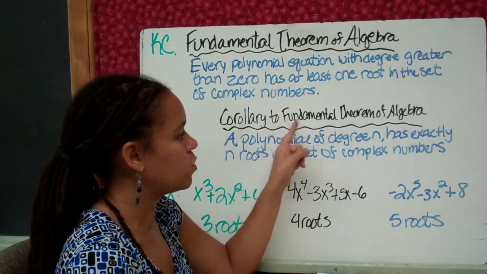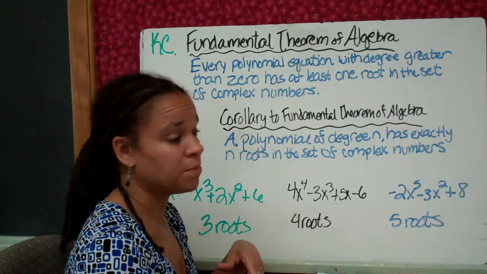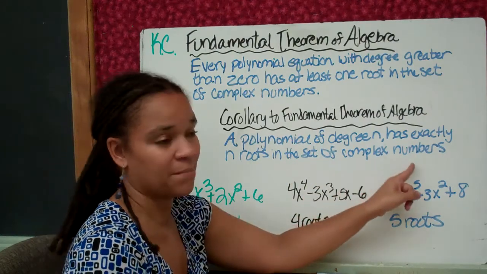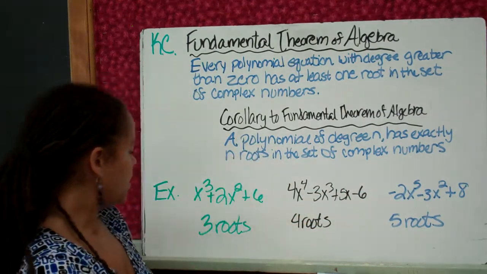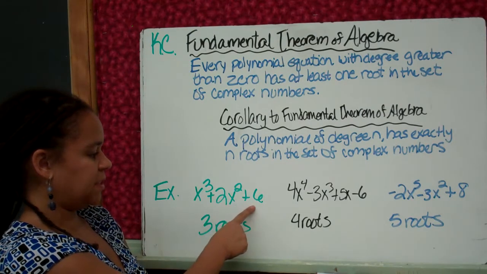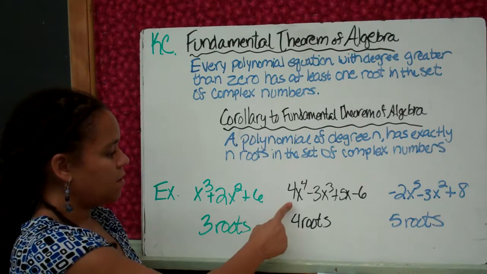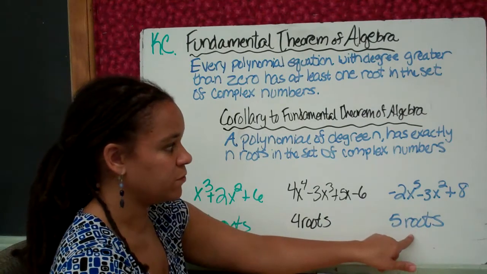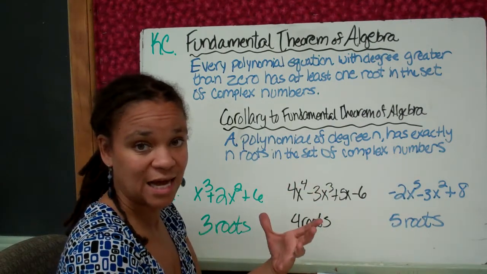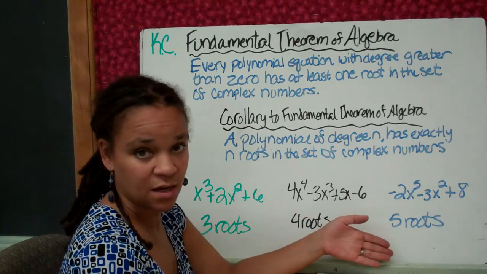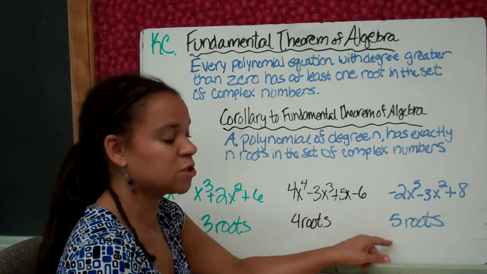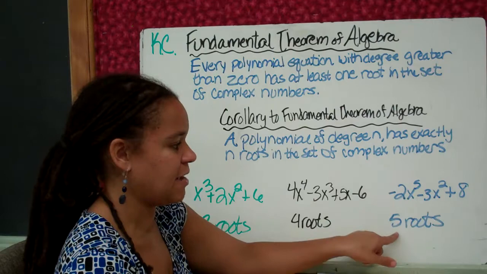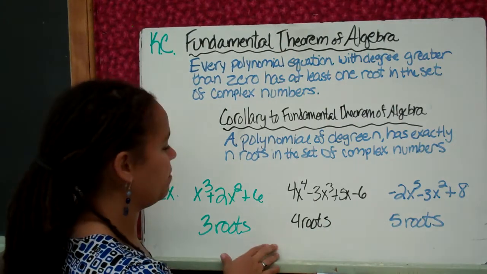What we really use a lot is the corollary to the fundamental theorem of algebra, which states that a polynomial of degree n has exactly n roots in the set of complex numbers, which is what I talked about looking at the 4. So for example, x cubed plus 2x squared plus 6 has 3 roots. 4x to the 4th, with all these, 4 roots. This polynomial, 5 roots. So the degree of the polynomial, or the highest exponent, tells you how many roots there are going to be. Some may be real, some may be imaginary, but they would all total up. And some may be double roots, which we'll talk about. But they all total to the same as the degree of the polynomial. Very important to keep in mind.